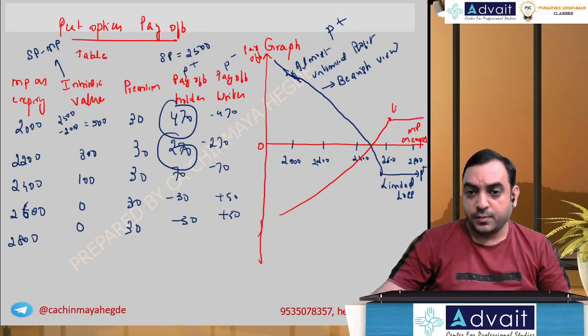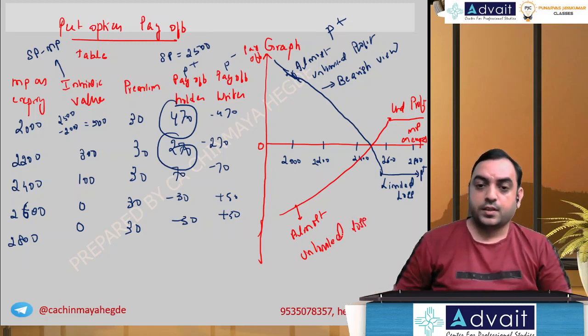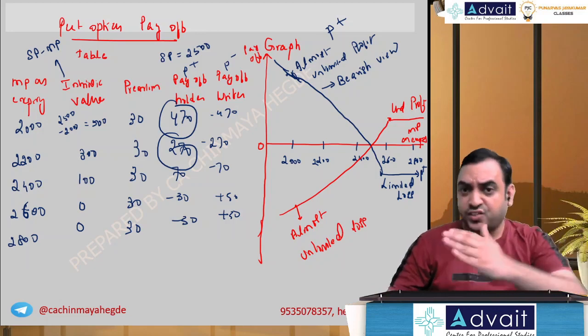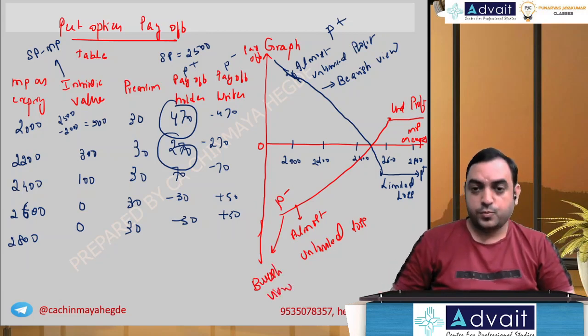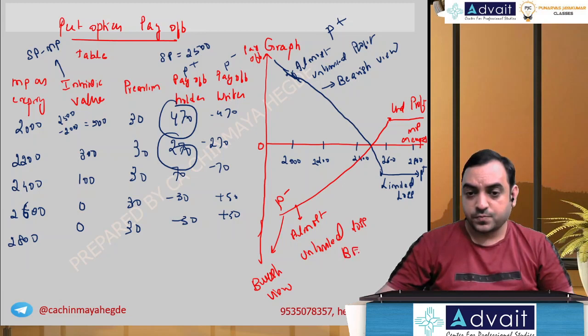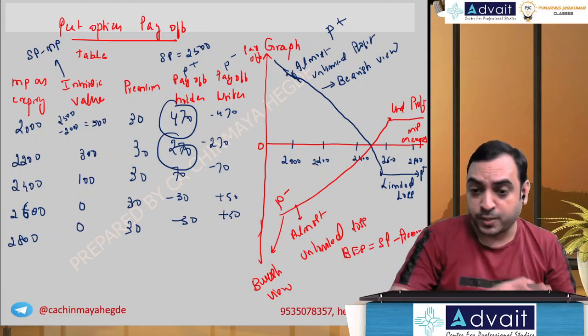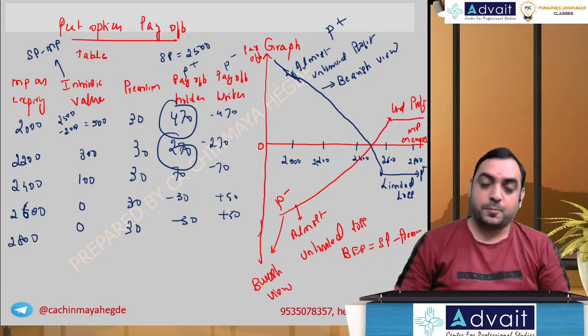This is again limited profit, almost unlimited loss. And you make profit when the market price goes to the right side, when the market price goes up. So that's why this is for P minus, put option writer. So this is a bullish view. And the break even point is given by strike price minus premium. There it was strike price plus premium. Here it is strike price minus premium.